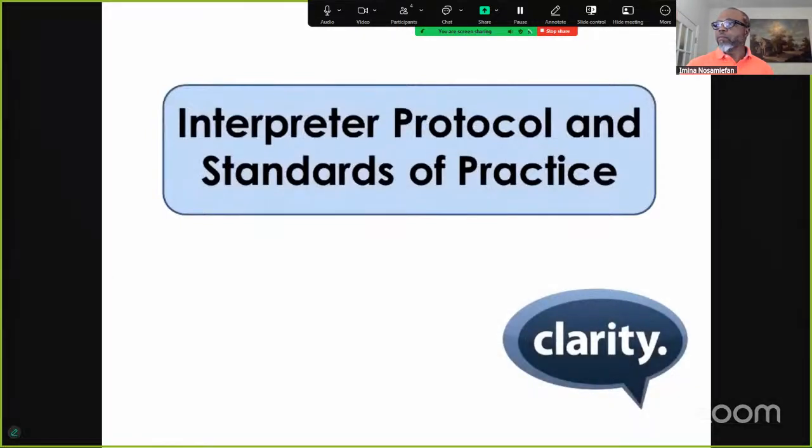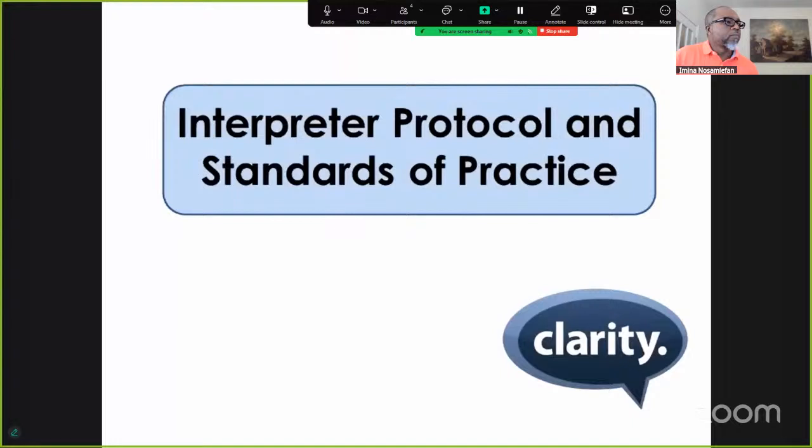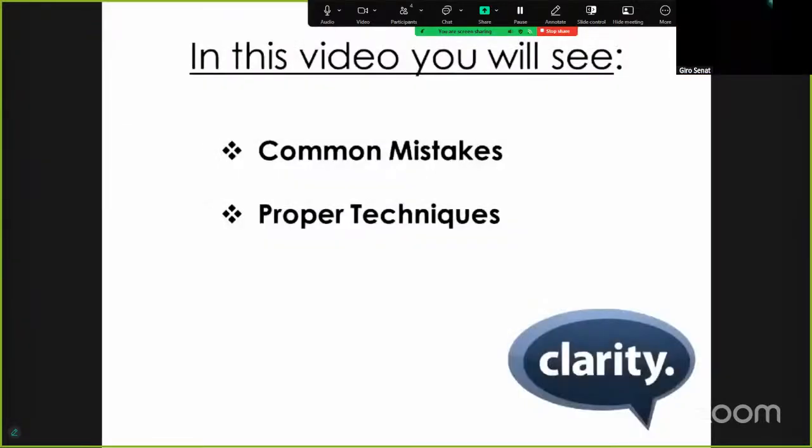When a language barrier exists, the presence of a professional interpreter is crucial. A professional interpreter facilitates unobstructed communication, and when this is done right, a good interpreter begins to become transparent as they act as a conduit for the conversation. In this video, you will see common mistakes of an untrained interpreter, followed by the proper technique of a professional interpreter.